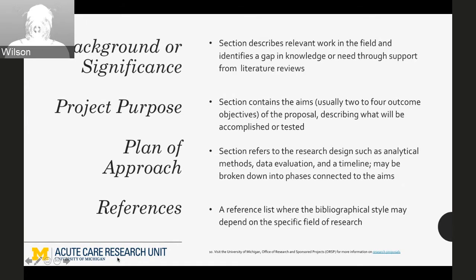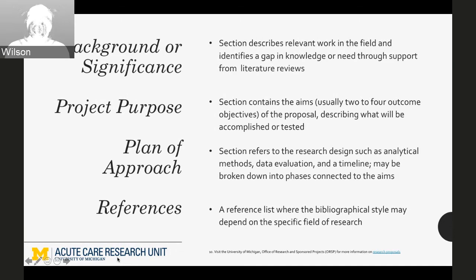There's also the project purpose. This section will contain the aims, and there are usually 2 to 4 outcome objectives of the proposal, describing what will be accomplished or tested. For your plan of approach, the section will refer to the research design, and this may include analytical methods, data evaluation, as well as a timeline and project workflow. This may be broken down into different phases connected to each of the aims.